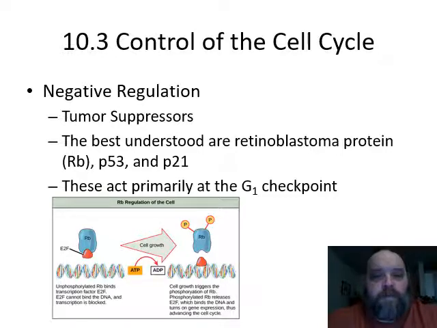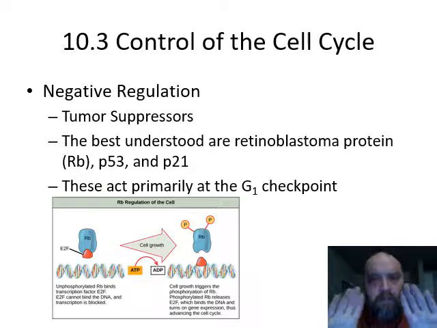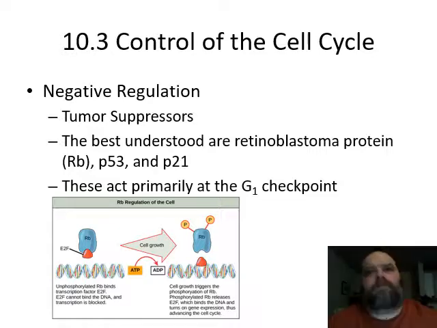These tumor suppressors, such as retinoblastoma protein, RB, P53, P21, act pretty much at the G1 checkpoint. Their job is to sit there and literally just put the brakes on. No, no, no. No matter what external signals may come along, they're going to sit there and say no, and they're going to override.